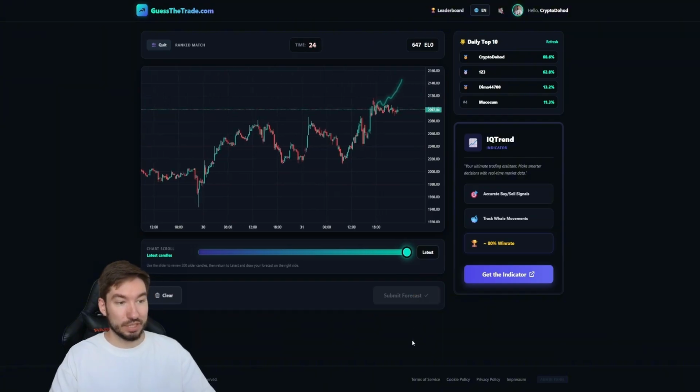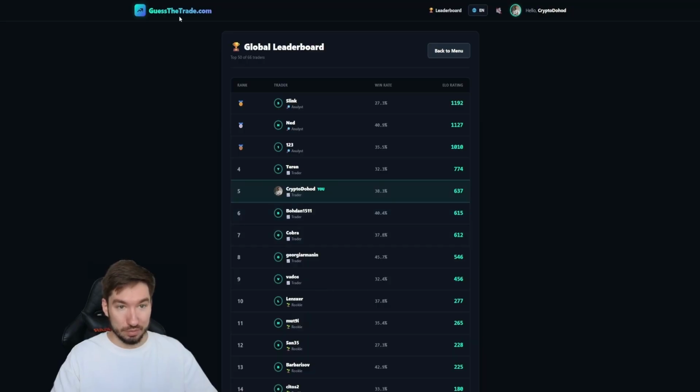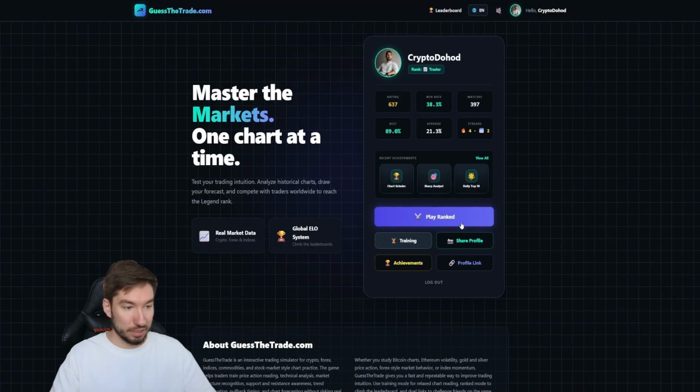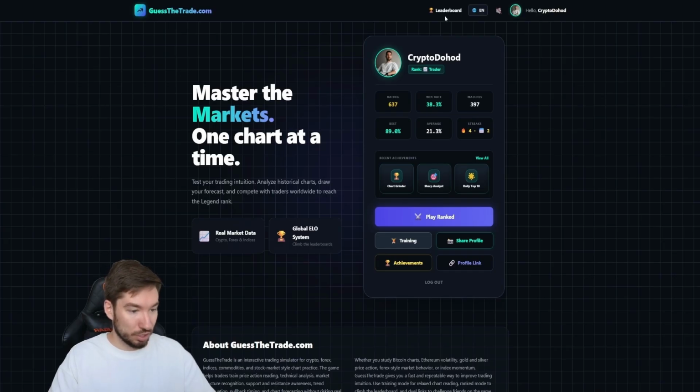If I keep making mistakes, my rating will drop and I'll fall lower in this leaderboard accordingly. If I get everything right, draw correctly, then I'll be growing constantly. And I really like this competitive effect. There are also achievements here, so you can see what rewards we've received, right? Also, you can share your profile here.